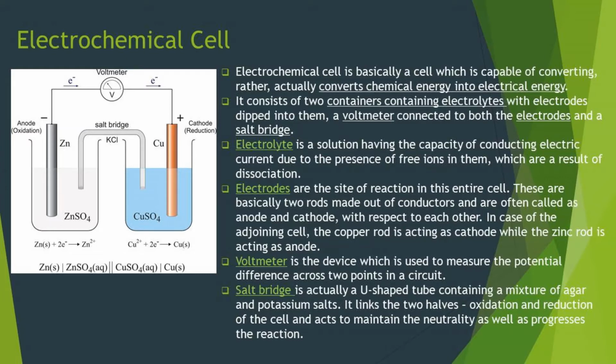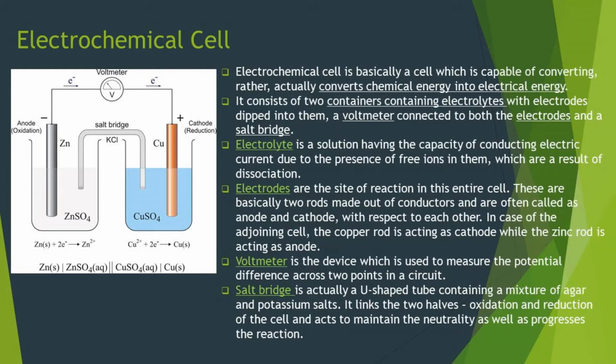Electrolyte is a solution having the capacity of conducting electric current due to the presence of free ions in them, which are a result of dissociation. Electrodes are the site of reaction in this entire cell. These are basically two rods made up of conductors and are often called anode and cathode with respect to each other. In the adjoining cell, the copper rod is acting as cathode while the zinc rod is acting as anode. In earlier standard, we have studied about anode and cathode.